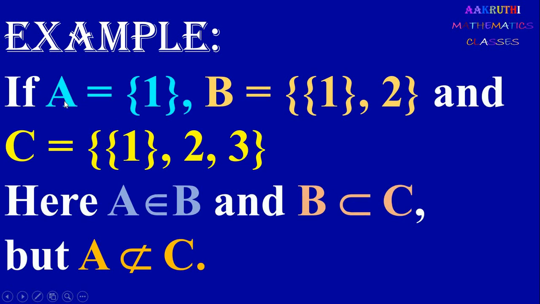Take one example. We take A equal to the set {1} and B equal to the set {{1}, 2} and C equal to the set {{1}, 2, 3}. Now here the set {1} is also present in B. So therefore A belongs to B. That is not a subset. This set is also present in B. So that is, A is one element of B and all the elements of B are also present in C. So therefore B is a subset of C.